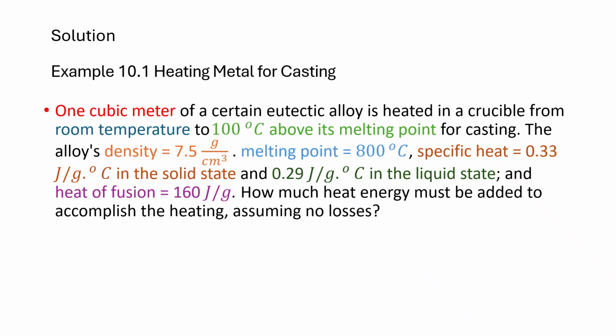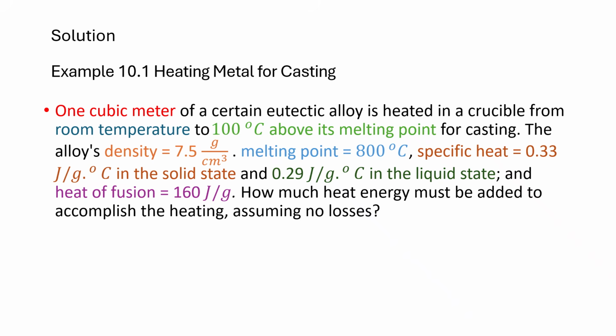And this will make the temperature of the pouring 900 degrees. Now the density is given as 7.5. The melting point is 800 degrees. Specific heat in the solid state, the CS, is 0.33. The CF, in the liquid state, is 0.29. And finally, the HF, or the heat of fusion, is 160 joules per gram.